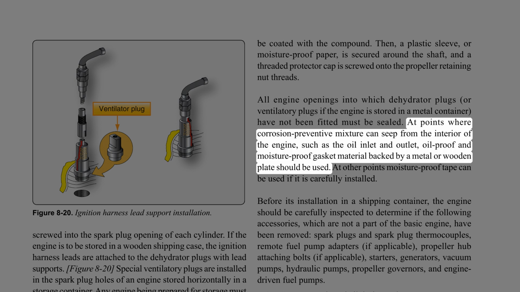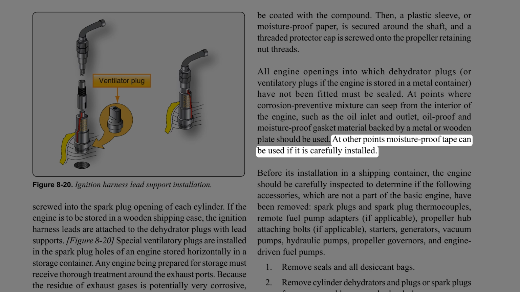At points where corrosion-preventive mixture can seep from the interior of the engine, such as the oil inlet and outlet, oil-proof and moisture-proof gasket material backed by a metal or wooden plate should be used. At other points, moisture-proof tape can be used if it is carefully installed.